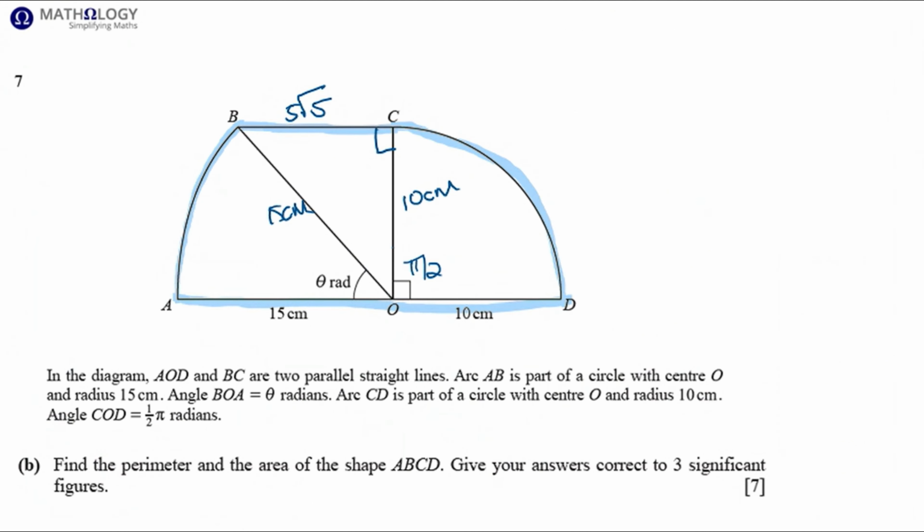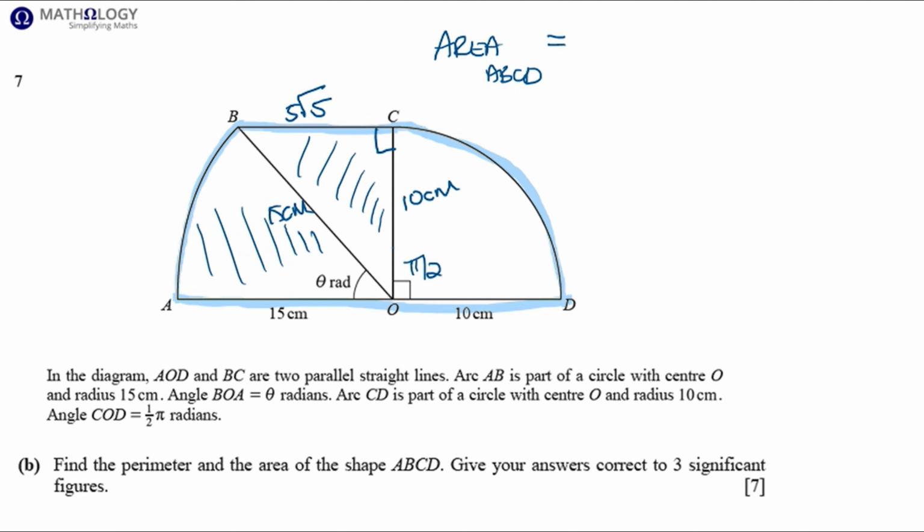Let's find the area. The area of ABCD equals the area of sector AOB plus the area of triangle BOC plus the area of sector COD.